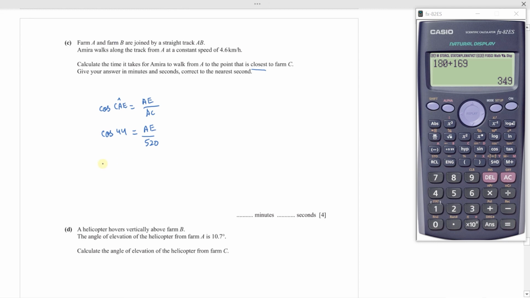So from this, I can calculate AE. Remember, E is the point which is closest to the farm C on the line AB. So cos 44 multiplied by 520 will give you this distance, which is 374.1 meters. So this is the distance Amira travels from point A to the point that is closest. So this point I have marked as E, that is closest to farm C.